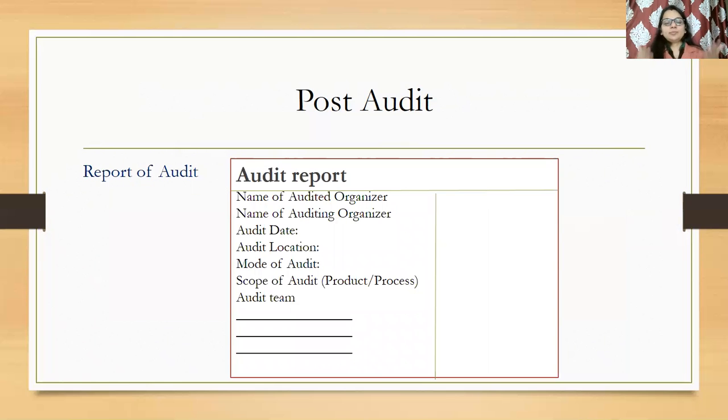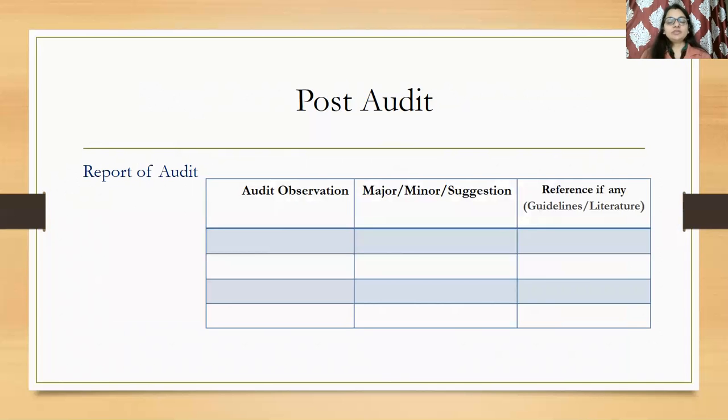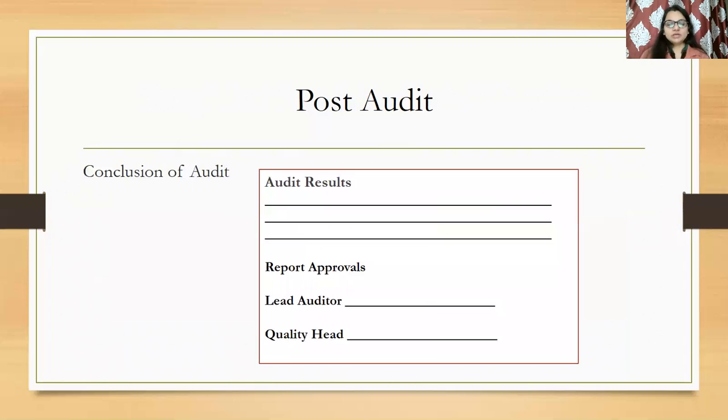For the report, we can prepare a format or report system where we can add the name of the auditing organizer, date, location, mode of audit, scope of audit, audit team, like this. And we can add the observation, whether it is major or minor or any suggestion, and which guideline shows the difference, if any. Then the conclusion, which can be finally signed by the lead auditor, who was selected previously, and then the head of quality.